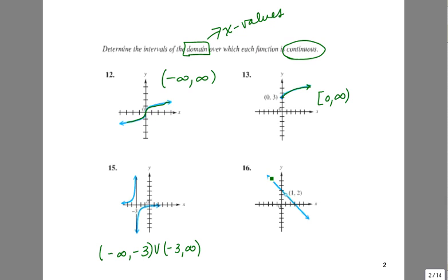Same thing happens with number 16. There's a hole in this graph, so we would have to pick up our pencil to draw it. Where does the hole occur? It occurs at the x value of 1. So it is continuous from negative infinity to 1 with a parentheses union 1 to infinity.